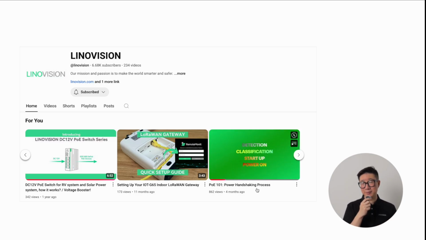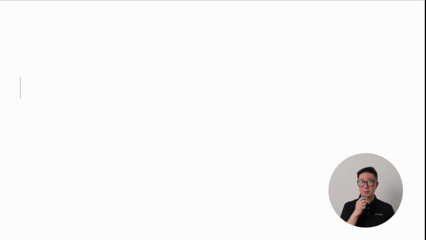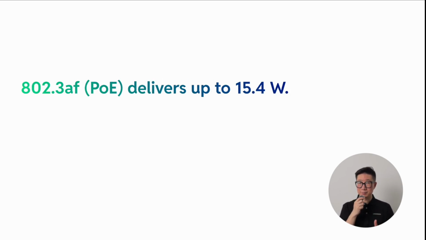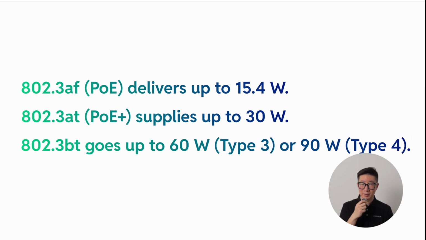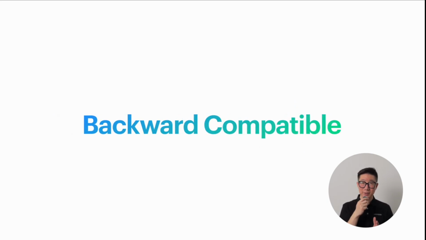Here's a quick breakdown of the PoE standards. 802.3af PoE delivers up to 15.4 watts. And 802.3at, that's called PoE Plus, supplies up to 30 watts. 802.3bt goes up to 60 watts, that's type 3, or 90 watts, that's type 4. And here's something important to know. These standards are designed to be backward compatible. So, if you connect a PoE++ BT switch to a PoE Plus AT camera, it won't overload it. The power source automatically adjusts downward to match the device's needs.